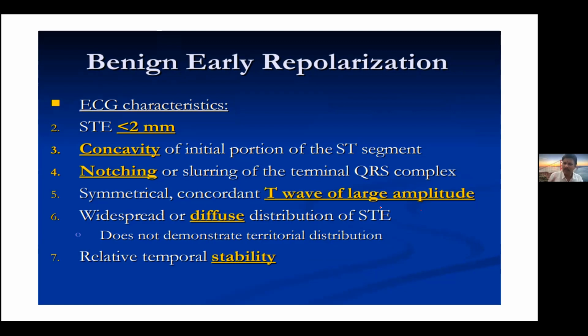So it is present in most of the leads. It is not respecting the arterial territory. So that is most important. So it may be present everywhere. It may be present in V2, V3, V4, and also in lead 2, lead 3, AVF also. So what does it mean? It is not respecting the arterial territory. So this type of diffuse ST elevation, not more than 2 millimeter, very minuscule ST elevation, concavity upwards, we call it as benign early repolarization, right?